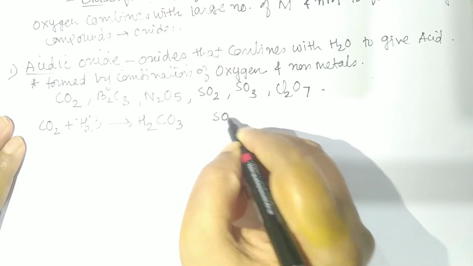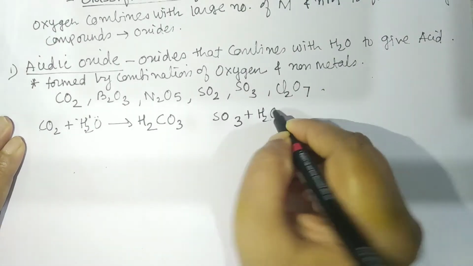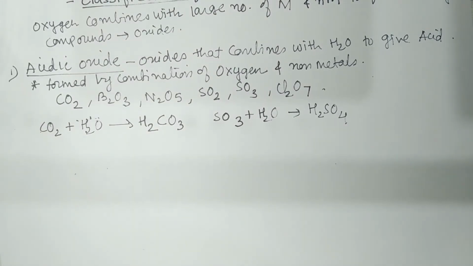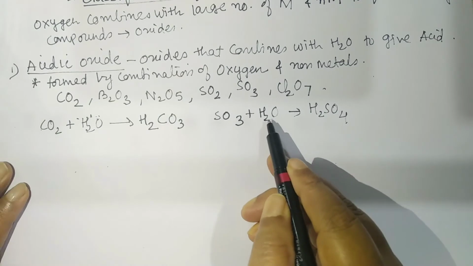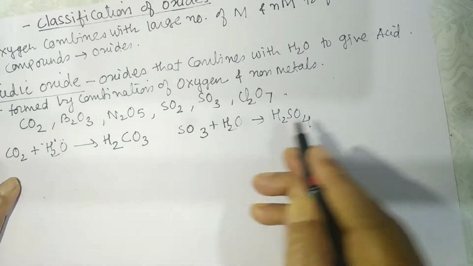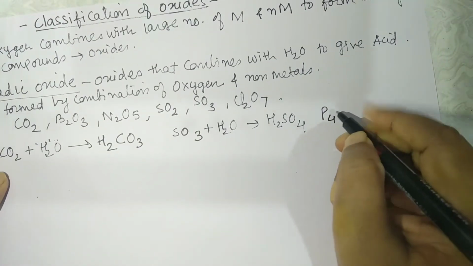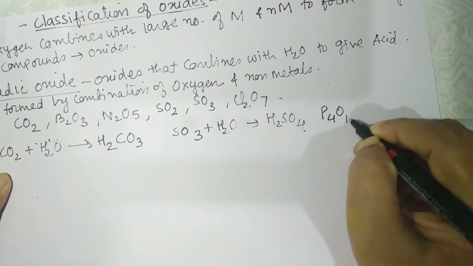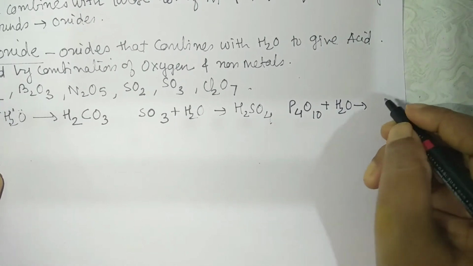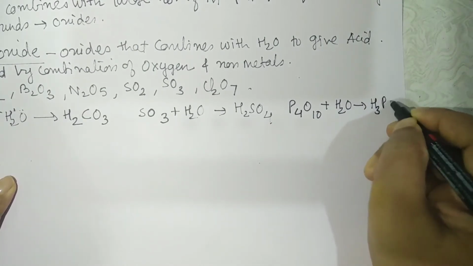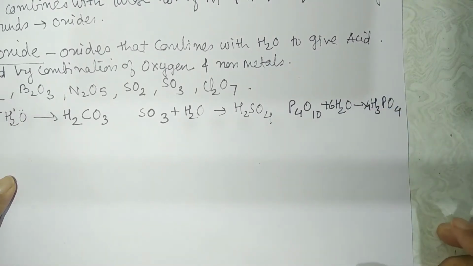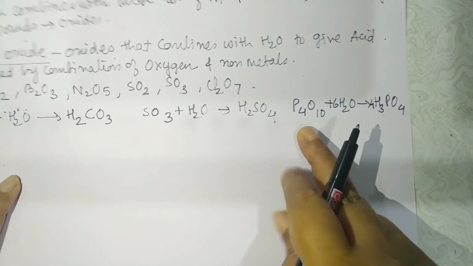Similarly, move on to SO3. When I dissolve this in water, what I will get is H2SO4, sulfuric acid. This is again a combination reaction. Let us go for P4O10 plus H2O. What you get here, students, is phosphoric acid, that is H3PO4. Phosphorus is from the 15th group. Let's balance the equation. I think this will be 4 and this will be 6. So this is again an acidic oxide.